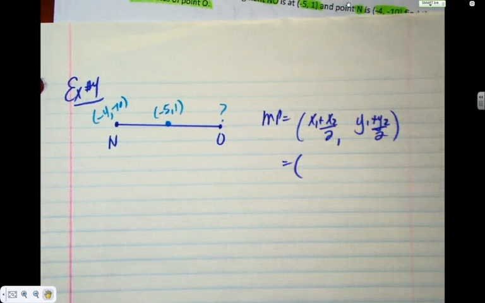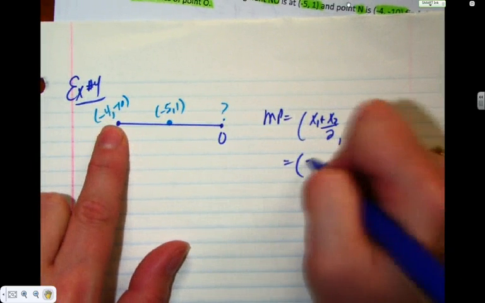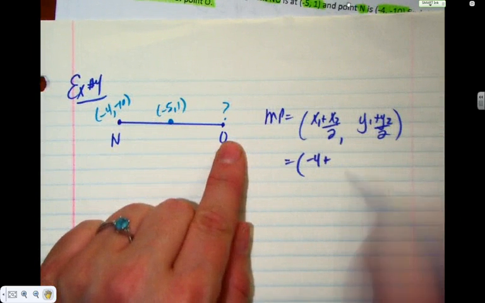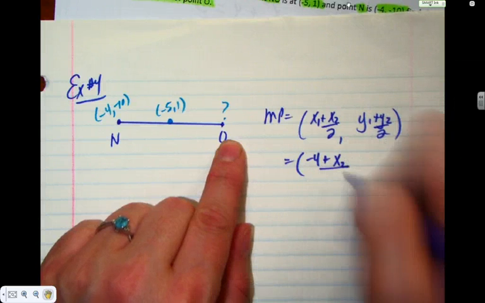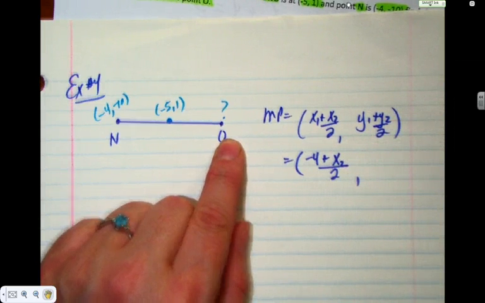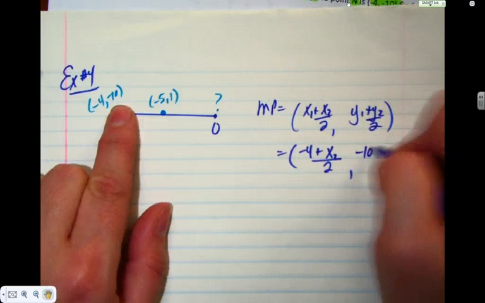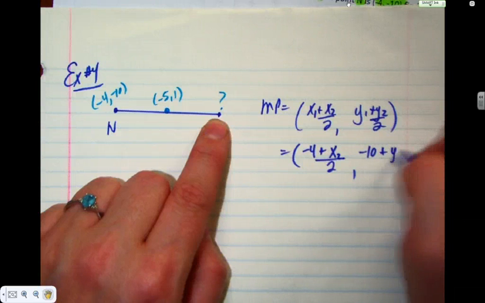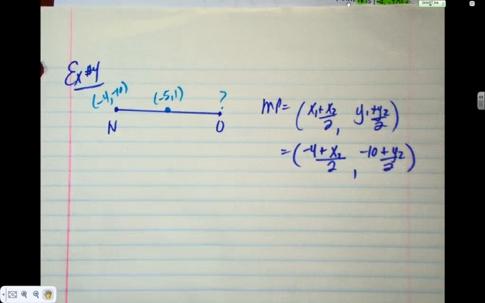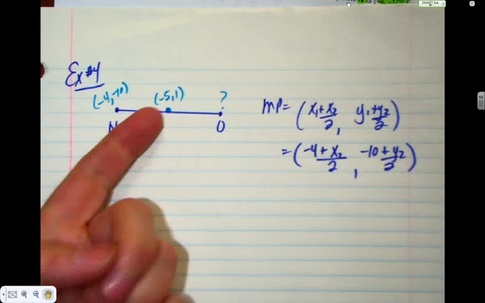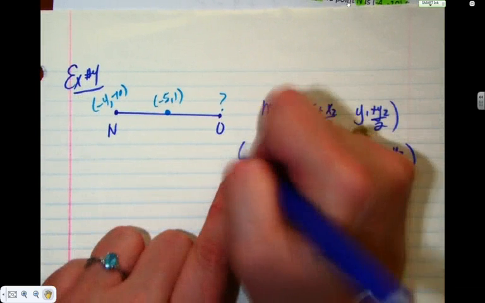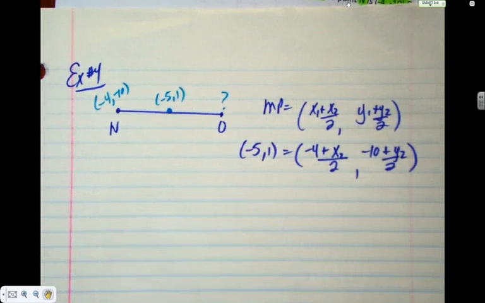Okay, so let's sub in what we know just like before. I have the first x value, which is -4. Do I have the second x value? No, so I'm just going to leave it as x2. I have the first y value, it's -10. Do I have the second y value? No, so I'm going to leave it as y2. What am I going to do with this -5, 1? Put it where MP goes, because that's the answer. We know that it's equal to -5, 1.